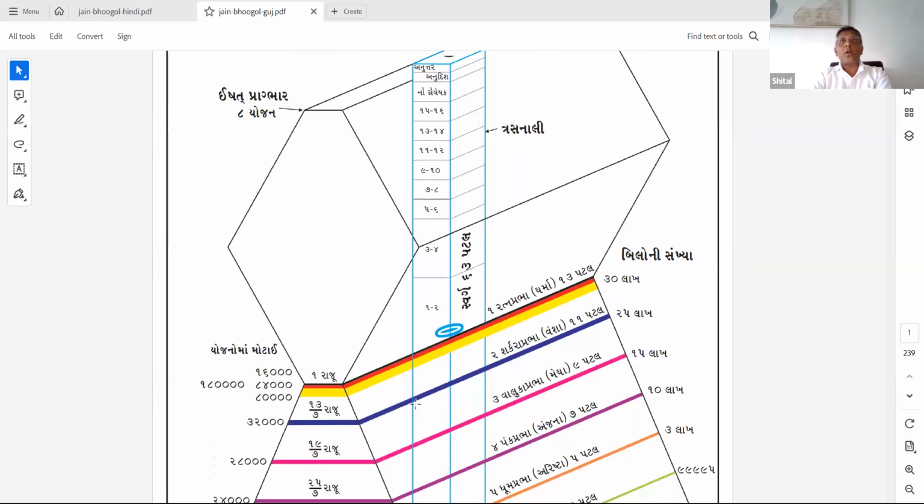Which lok? Madhya lok, Urdhva lok, or Adholok? Adholok. Huh? Urdhva lok. Good try, very good answer, but wrong. Have another guess. Where do the devs reside?